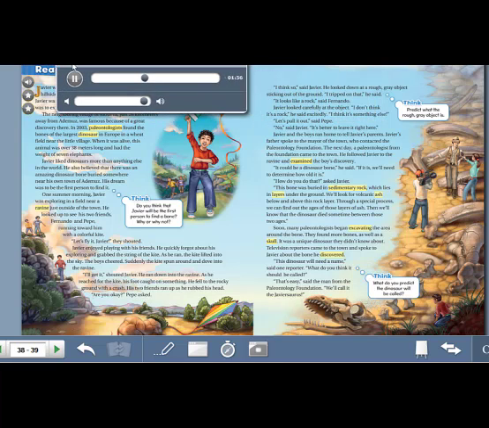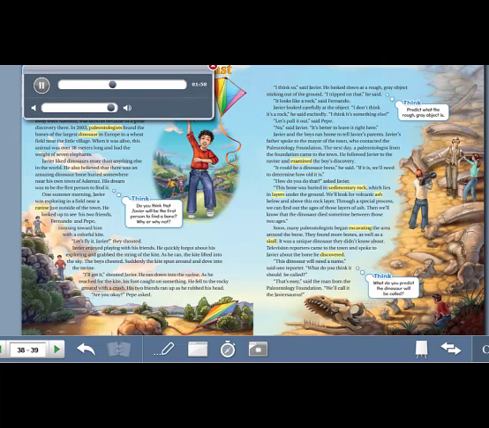"I'll get it!" shouted Javier. He ran down into the ravine. As he reached for the kite, his foot caught on something. He fell to the rocky ground with a crash. His 2 friends ran up as he rubbed his head. "Are you okay?" Pepe asked. "I think so," said Javier.